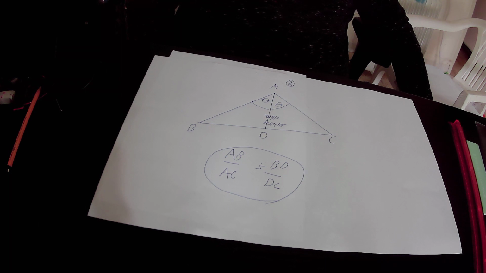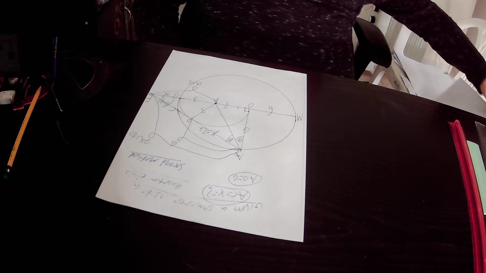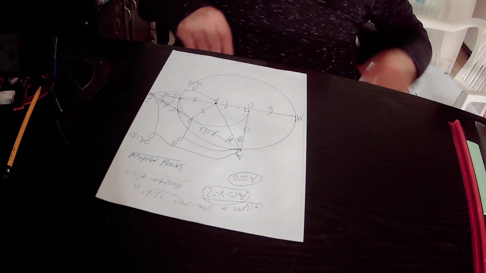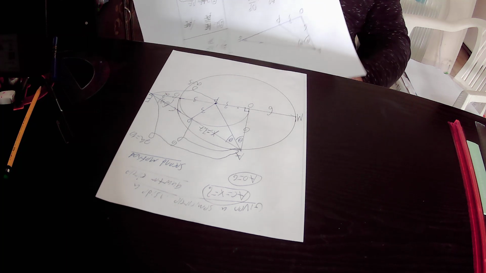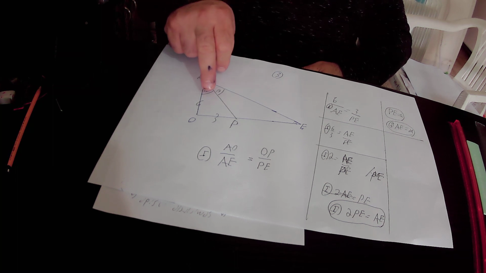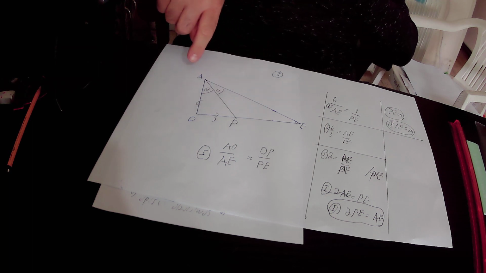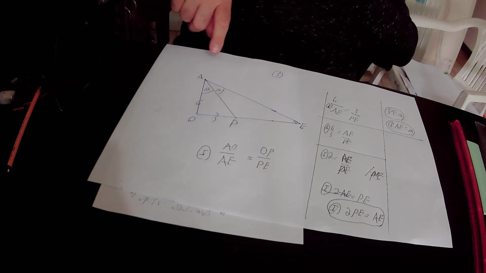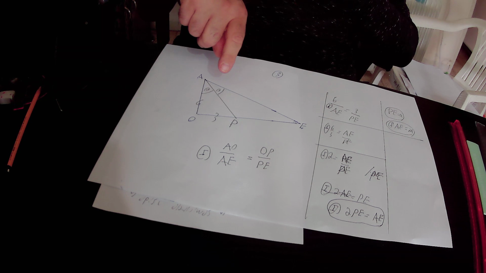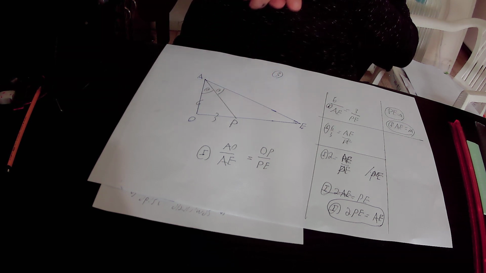Okay, so this is the angle bisector theorem, and we can implement it in our drawing. Why? Because in our drawing we have the right triangle AOE, and the angle bisector is AP. The angle bisector AP divides the side that it hits in a ratio OP over PE, and that ratio equals the ratio of the angle's legs.